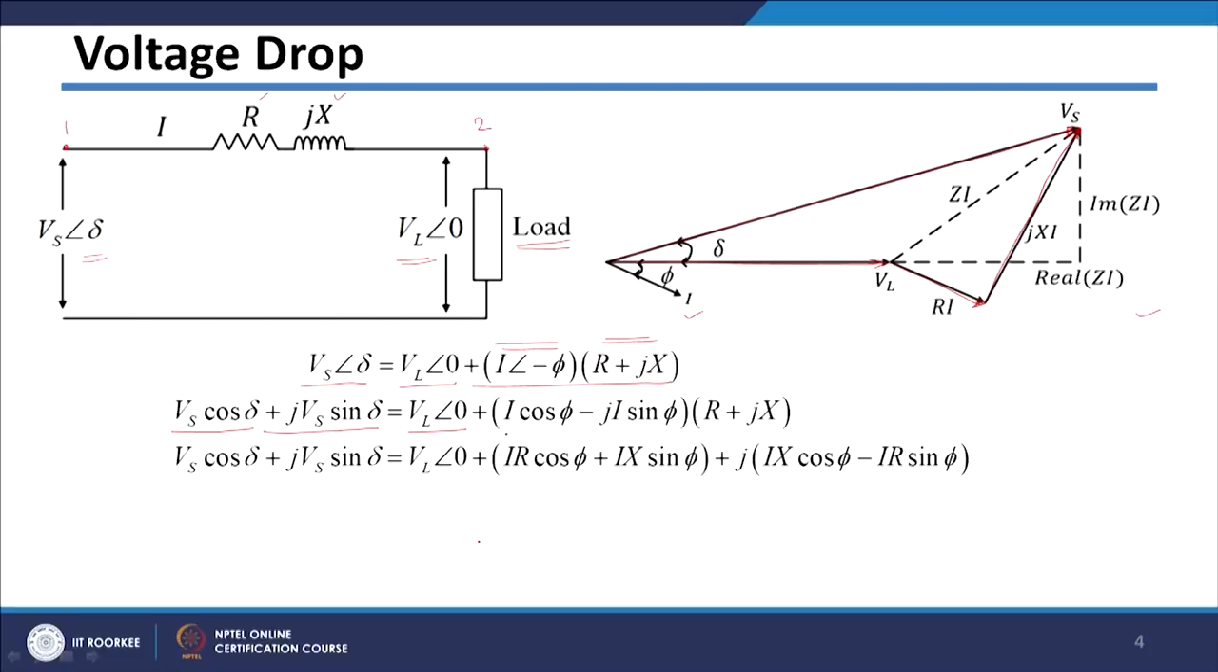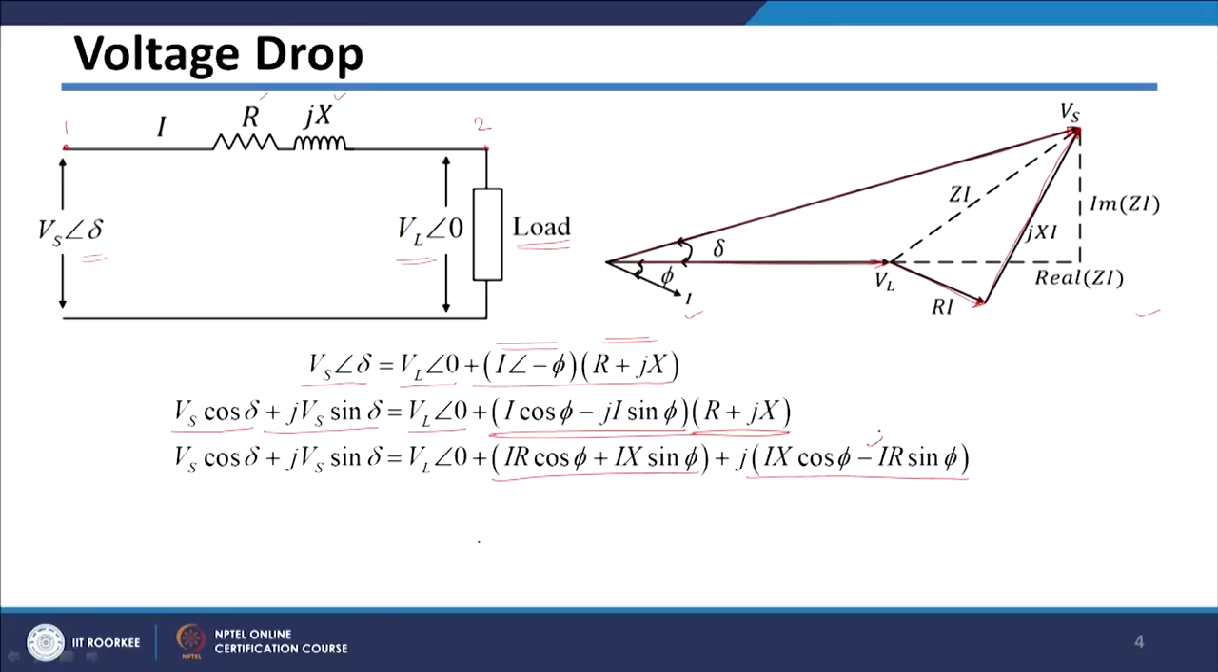Then this I with phase angle minus phi, we can write as I cos phi minus j I sin phi, and then there is the impedance. Then if you multiply them and take the real and imaginary components together, the real component will be IR cos phi plus IX sin phi, and the imaginary component will be IX cos phi minus IR sin phi.